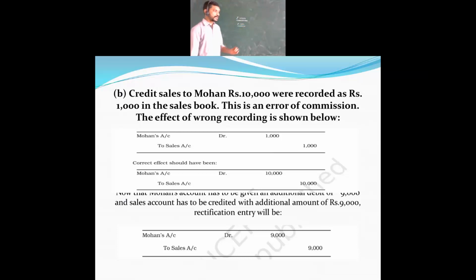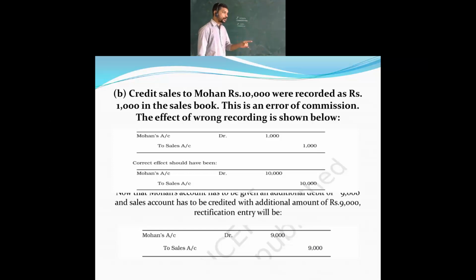This is an error of commission. This is the error of commission, means wrong amount entry. Error of commission का मतलब क्या है? Wrong amount entry. This is what we call a wrong amount entry. It is an error of commission.